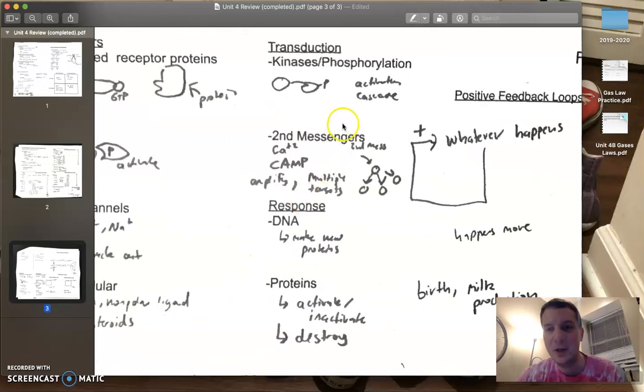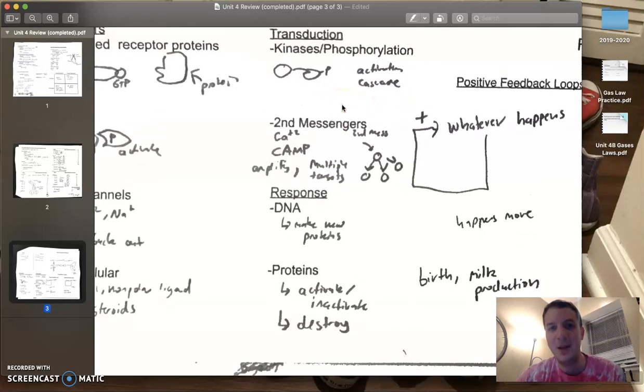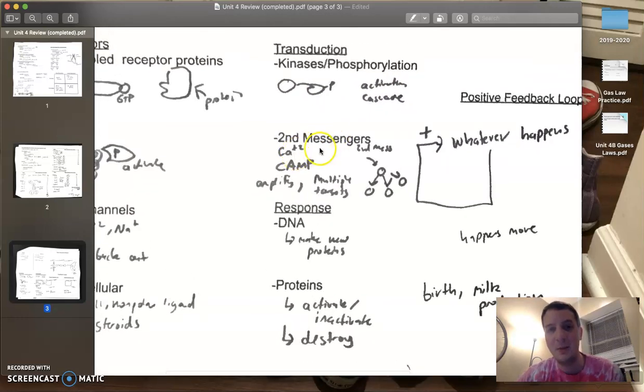So for transduction, 2 things we talked about were kinases and phosphorylation. So a kinase will phosphorylate a protein and activate it, which then is likely going to be a kinase and activate something else, and we call that a cascade. And then you also can use second messengers to transduce and amplify a message. So you could use calcium or that cAMP that we talked about.